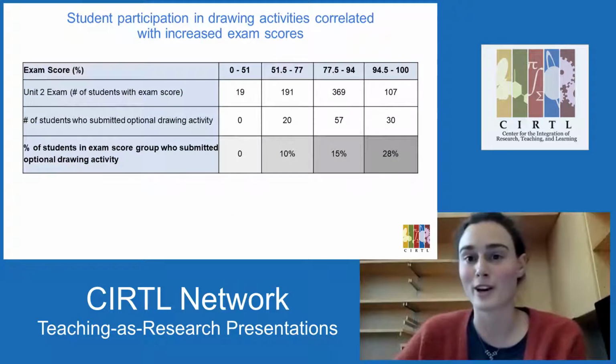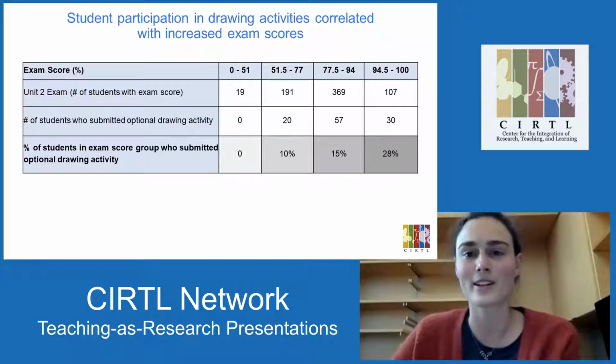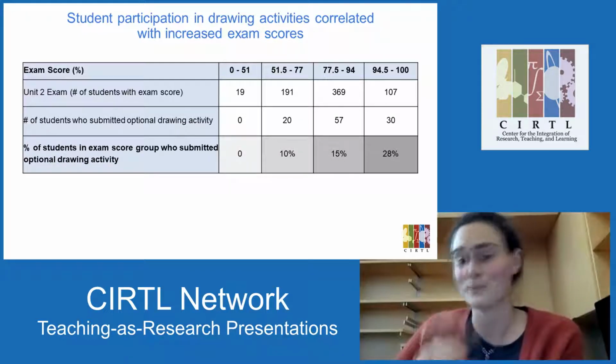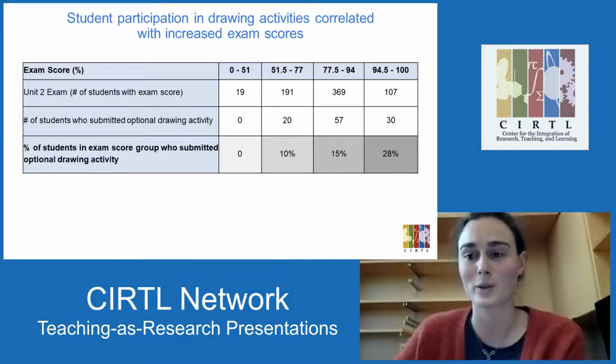Student participation in drawings also correlated with increased exam scores. You can see from 0 to 100 exam scores here, and then the number of students in each exam score group. As you get higher in each exam score group, there's a larger percentage of students who submitted the drawing activity. There's definitely caveats here because I also do believe, and this is something I hope to test in future directions, that potentially the A+ range students in this exam score group may have just been more likely to do the drawing activity. However, it is a trend in the positive direction that drawings do correlate with increased exam scores.